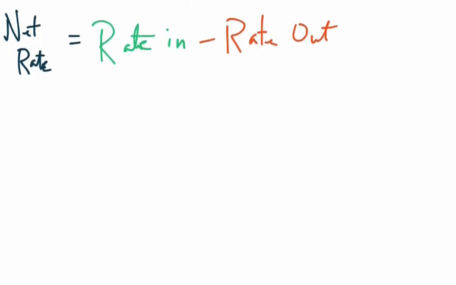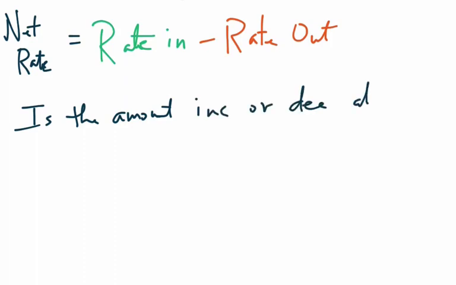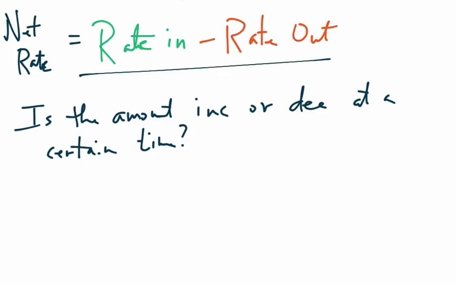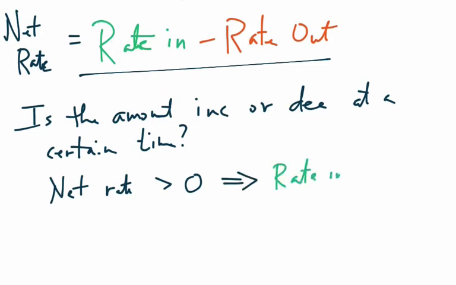So for example, I can tell the answer to this question: is the amount increasing or decreasing at a certain time? Okay, well, how do I tell if the amount is increasing or decreasing? I would look at the net rate. Because if the net rate is positive, then this implies that the rate in is bigger than the rate out.